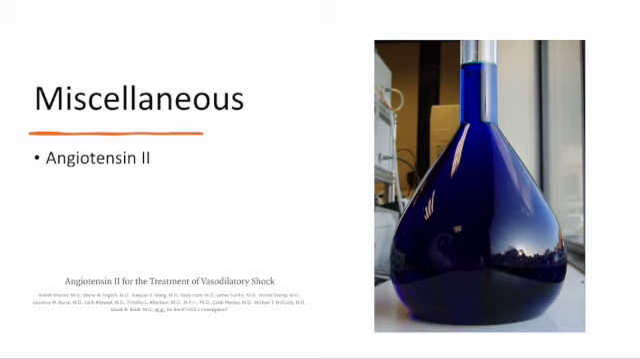And here's a reference to an RCT published in the New England Journal of Medicine in which they assigned patients with refractory shock to angiotensin II or placebo, and they found that angiotensin II effectively increased blood pressure in patients with vasodilatory shock that did not respond to high doses of conventional vasopressors. So angiotensin II may be added on as salvage therapy in patients with refractory vasodilatory shock.